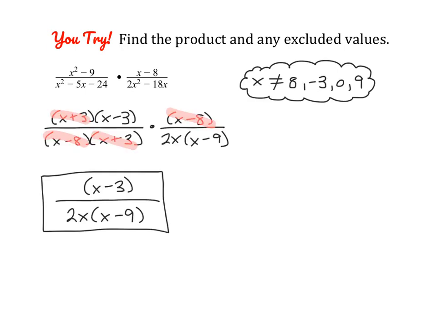All right, go ahead and check your work. After we factor, we can find that our excluded values are positive 8, negative 3, 0. Don't forget that this factor of x gives us an excluded value of 0, and positive 9. And then once we multiply across the numerator and denominator, we can cancel out common factors that we see on the top and bottom. So x minus 8 will cancel out, and x plus 3 will cancel out, leaving us with this as our final answer.